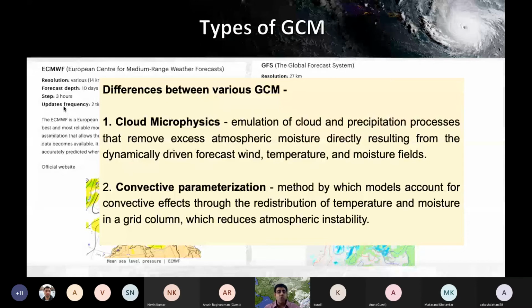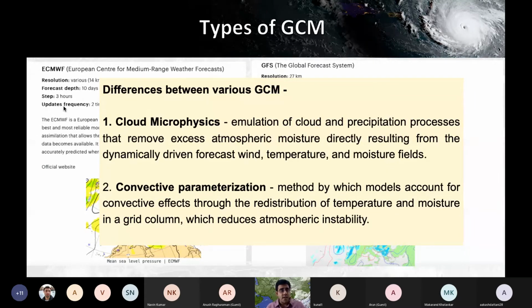The second thing is convection, how strong the convection is. One model may show a different convection, the other model may show a different convection. That is why ECMWF and GFS don't converge most of the time. Only 2 or 3 days before the impending event, these two models attain a kind of converging pattern.